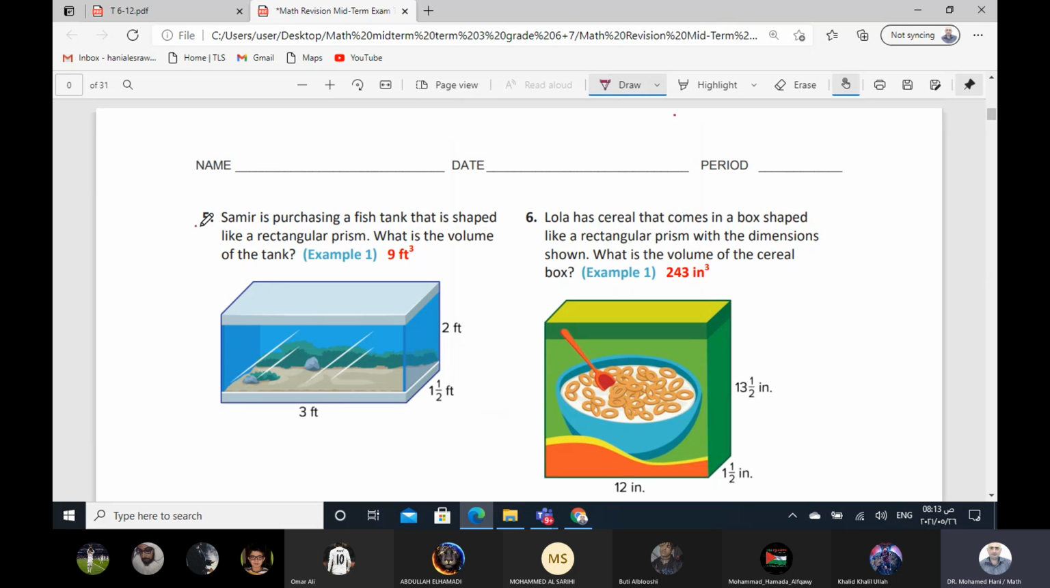We have exercise number 5. This is important. I want from all of you to read this question very well and please try to find the solution. Start, please, and tell me what is your answer.